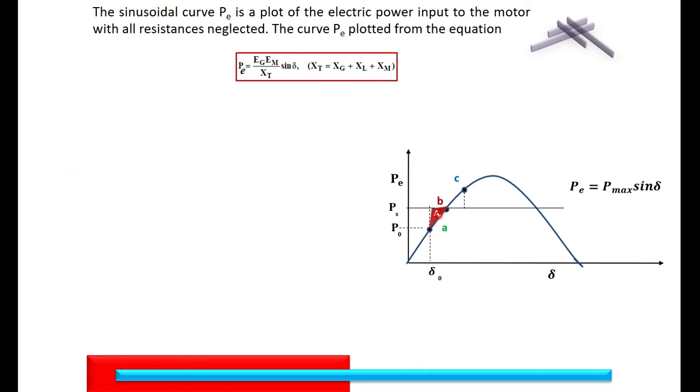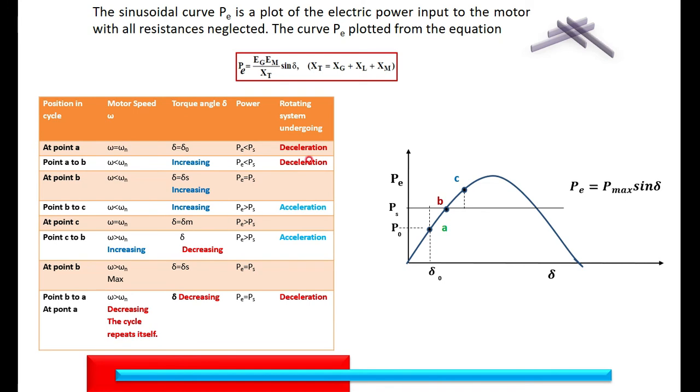Therefore, the system is stable only because it is stopping at point C. This is what we are calling the decelerating area, that is A1. Then A2 is the accelerating area. If the decelerating area is equal to the accelerating area, if both are equal, then the system is stable, so that it is settling finally at point B.